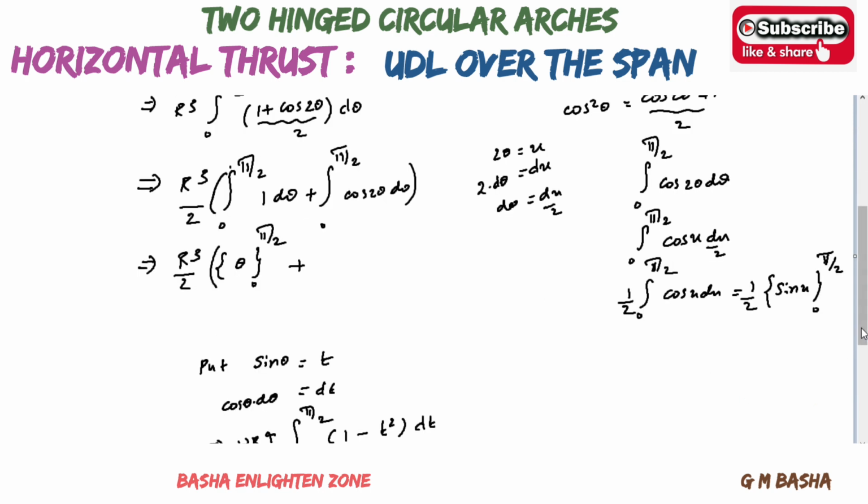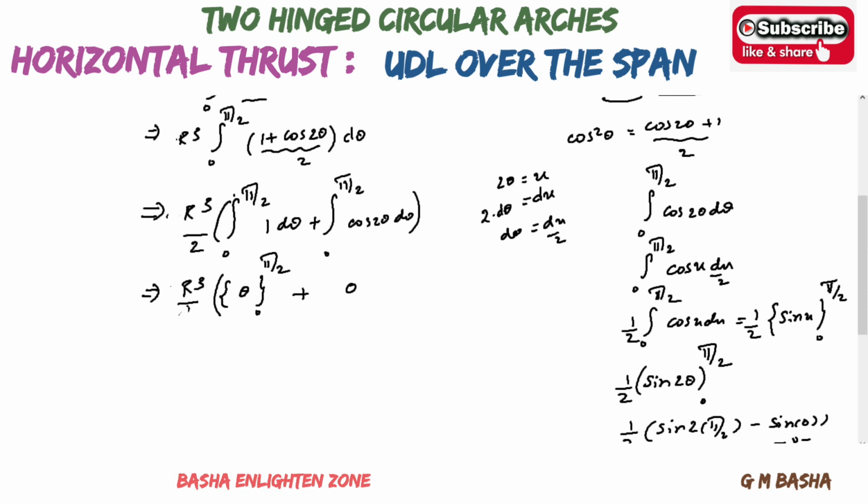And again see here 1 by 2, sin u value will be equal to sin 2 theta, that is 0 to pi by 2. Apply upper limit minus lower limit, sin 2 into pi by 2, which is sin 180, minus lower limit sin 0. So this is 0, sin 180 is cos 90, that is 0 only. So this term also 0. So entire term will be 0 here. And what is the remaining term? So here what is the value obtained here? After this entire term will be 0.